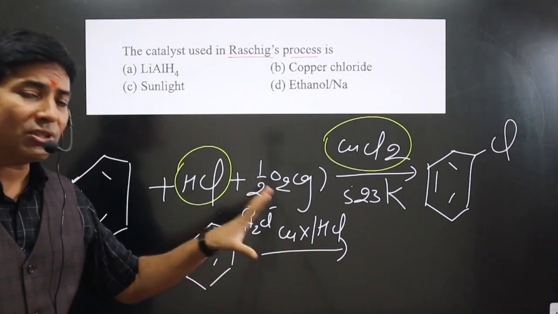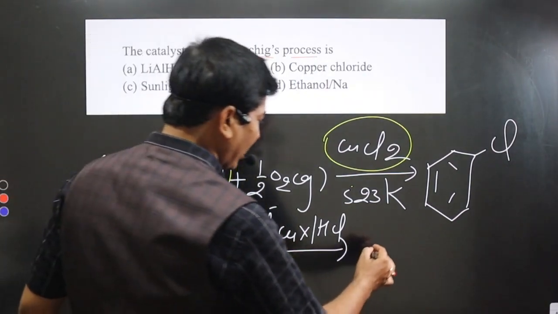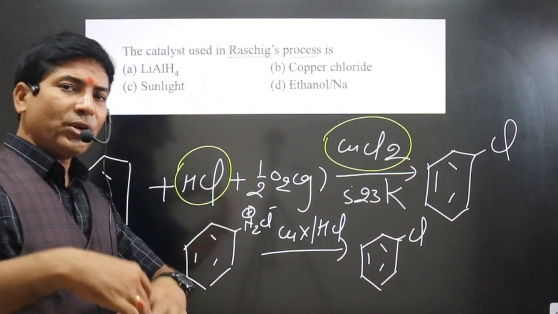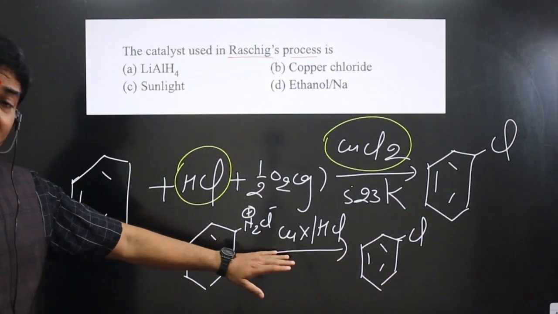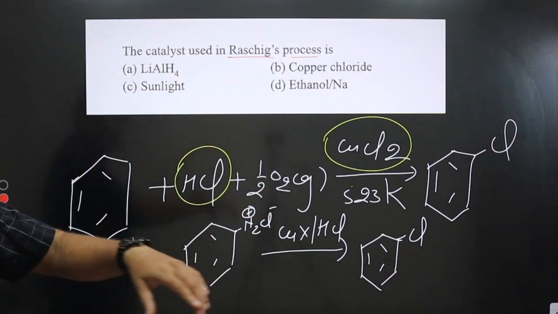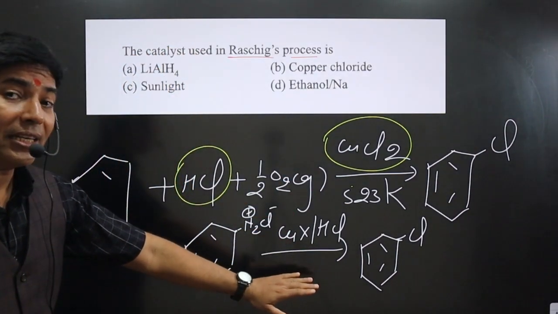In this case we have CuCl, so one Cl will attach to the benzene ring. Like this you can remember, because these reactions are very common. The Gattermann reaction is there; the Gattermann-Koch reaction is different. We have the Sandmeyer reaction and the Gattermann reaction.